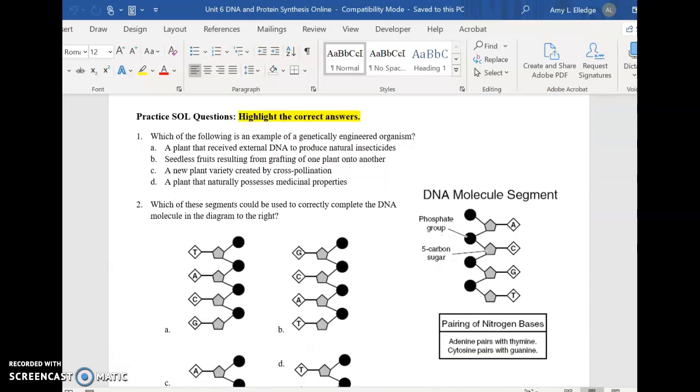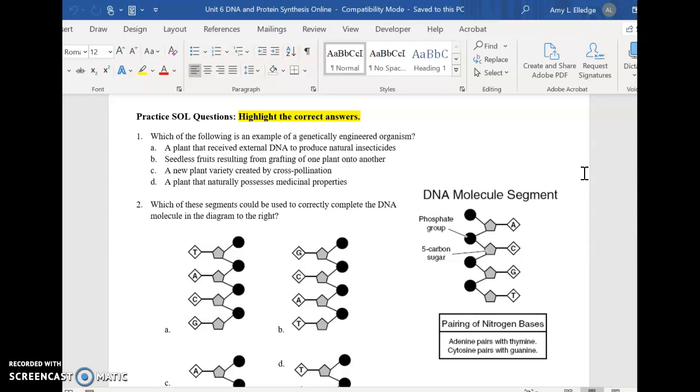Here we are. Which of the following is an example of a genetically engineered organism? Well, if you've genetically engineered them, you're changing their genetics. You're changing their genes. So let's look at our answers. We have a plant that received external DNA to produce natural insecticides. Well, I would say that's changing your genes.